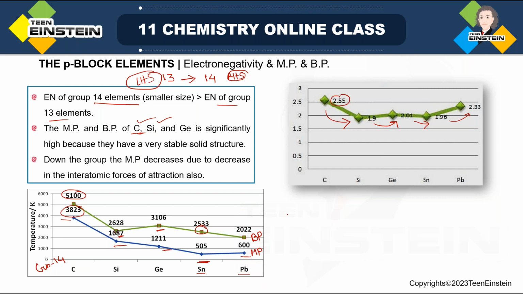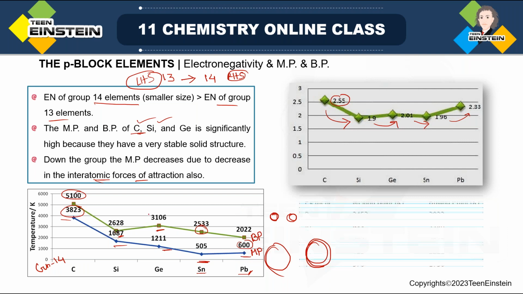Down the group, MP decreases with one discrepancy, due to decrease in interatomic forces of attraction. What happens when you move down the group? Suppose for carbon, if an atom is sized like this, then when you reach lead, the sizes are very large. When the size of the atoms is very large, the interatomic forces of attraction decrease, and as a result the melting point also decreases.